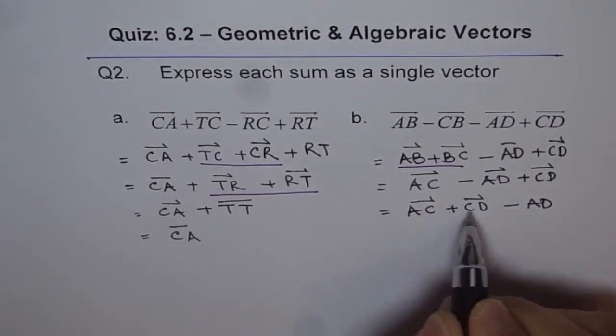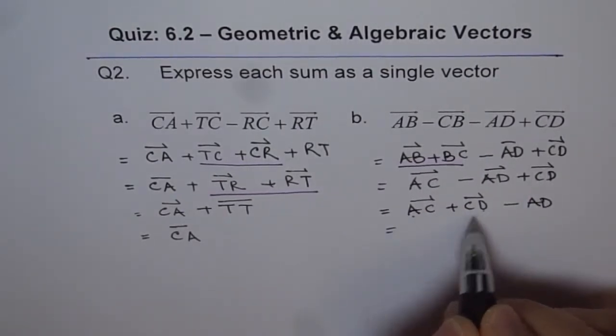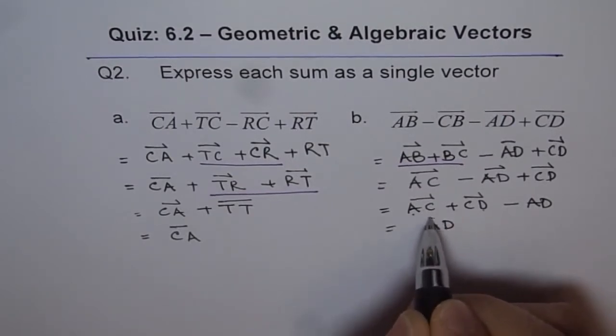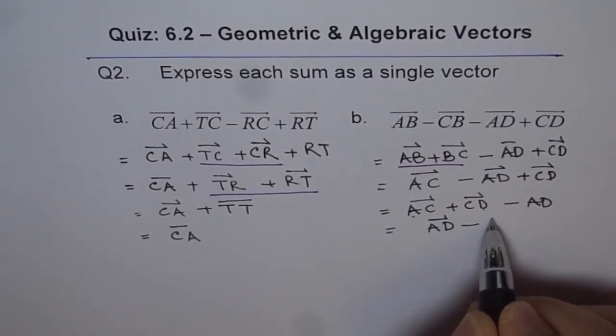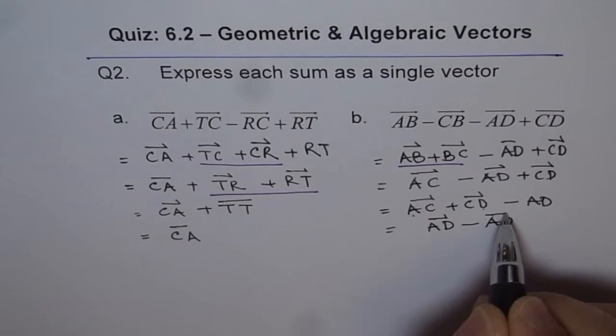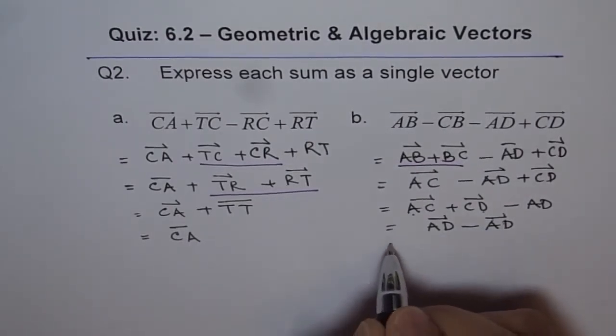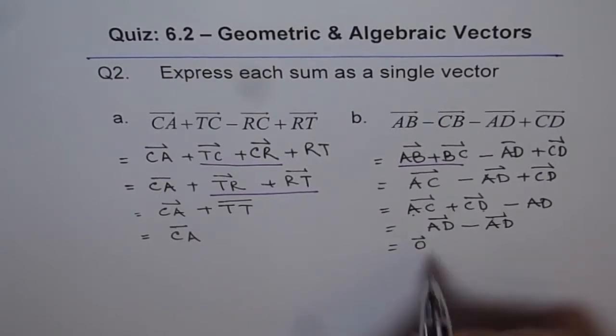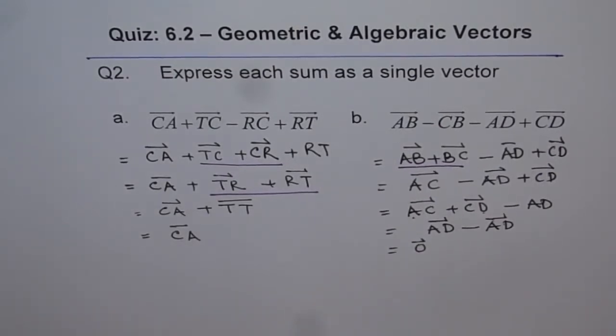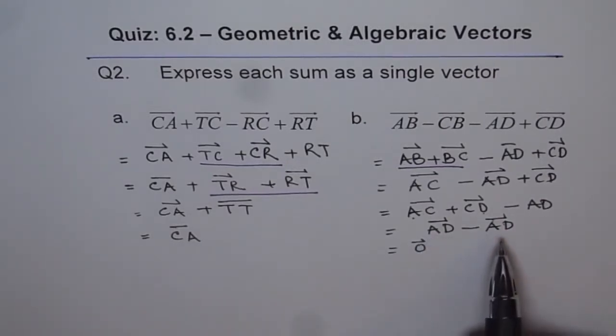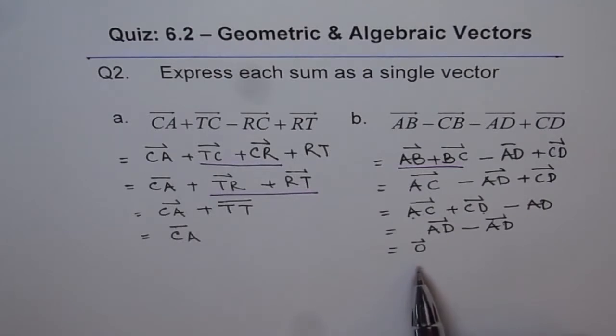Now AC plus CD is AD, minus AD. So AD minus AD means 0, right? So you get a 0 vector here. A 0 vector really does not have a defined direction, but the magnitude is 0. So it's AD minus AD, which gives you 0 vector, correct? So that is our answer.